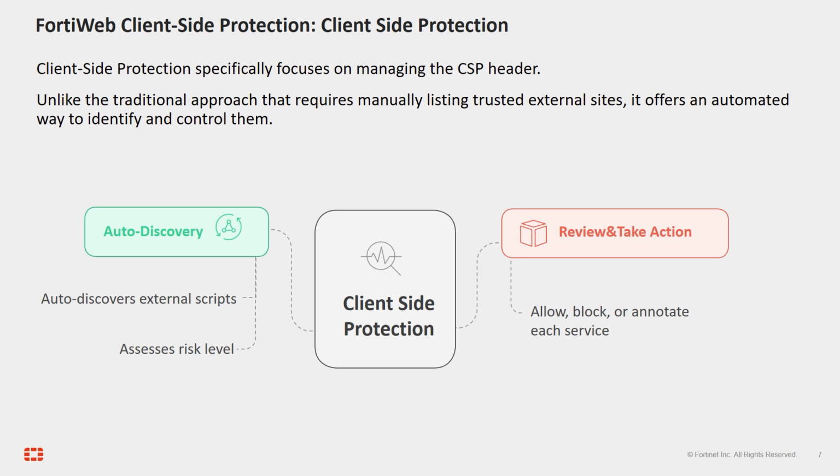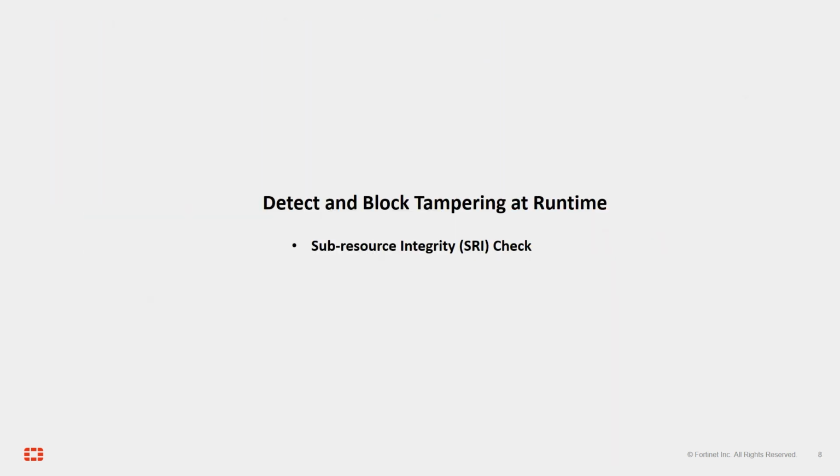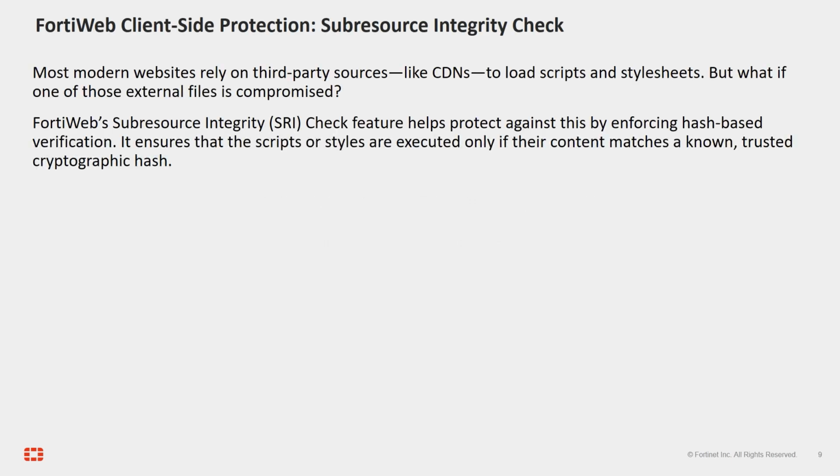In the real world, even if the browser enforces rules like accepting scripts only from trusted sources, there's still a risk that those trusted scripts may be tampered with. This is where Subresource integrity check becomes essential. Today, most modern websites load scripts and style sheets from third-party sources, like a CDN. That's convenient and efficient, but it also opens the door to risk. What if one of those third-party files is compromised?